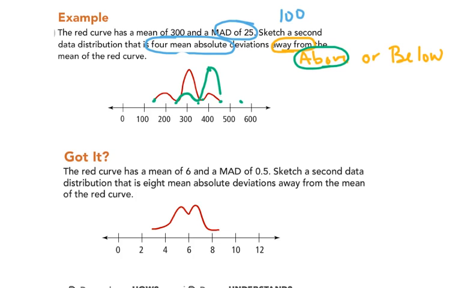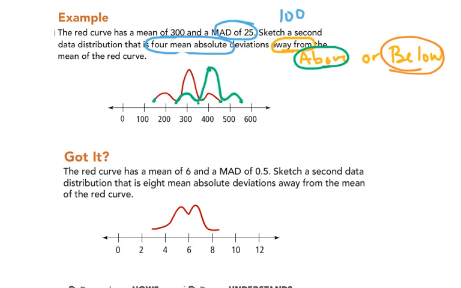This is just a rough sketch, and that's all I need from you. That's what it would be if it's 4 mean absolute deviations above the mean. Now, we could have also been below the mean. So what that one would look like, I'll do that one in orange, you would slide it the other direction.